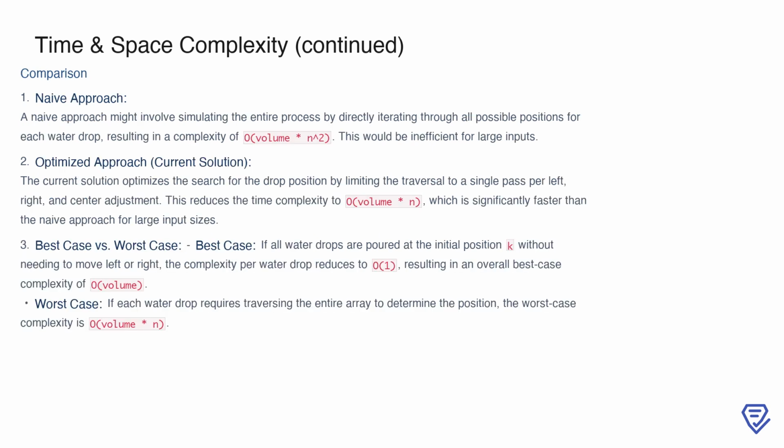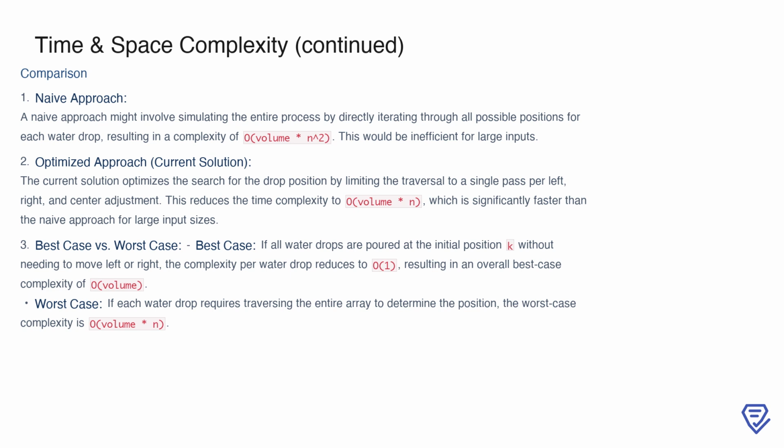When comparing this optimized approach with a naive solution, the difference in efficiency becomes clear. A naive approach might involve simulating the entire process by iterating through all possible positions for each drop of water. This would result in a time complexity of O(volume * n^2), which is highly inefficient for large inputs. In contrast, the current optimized solution limits the traversal to a single pass for each left, right, and center adjustment, reducing the time complexity to O(volume * n). This is a significant improvement, especially for larger input sizes.